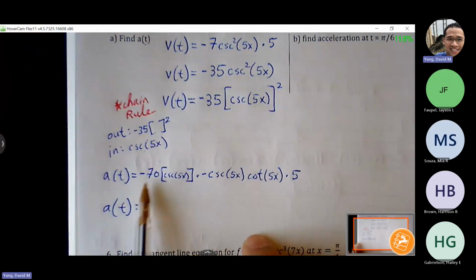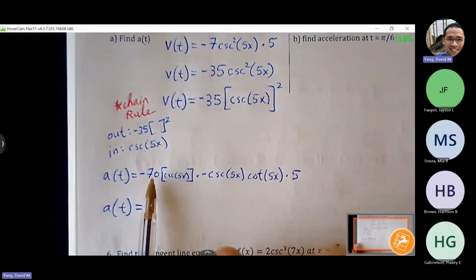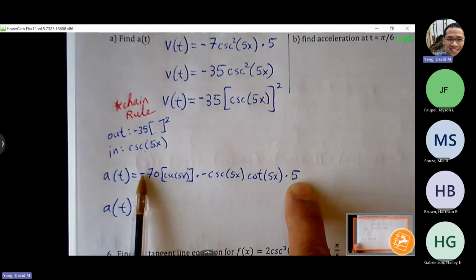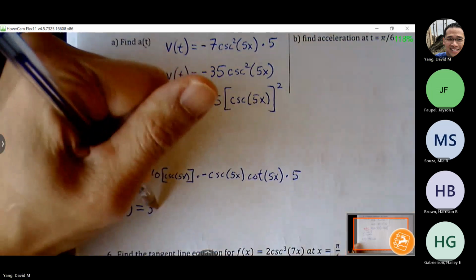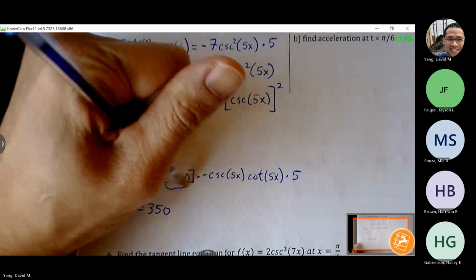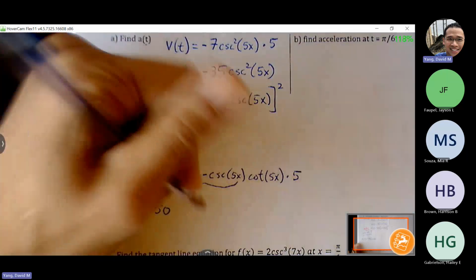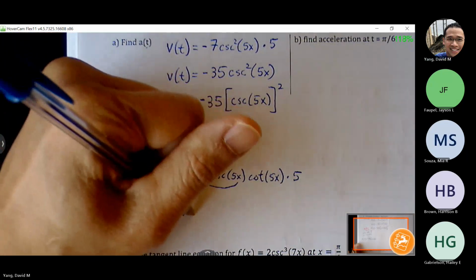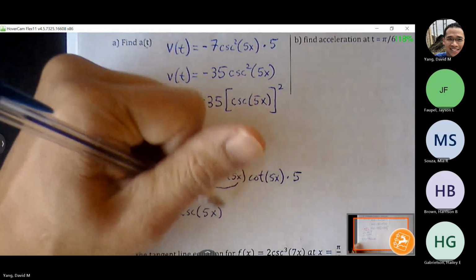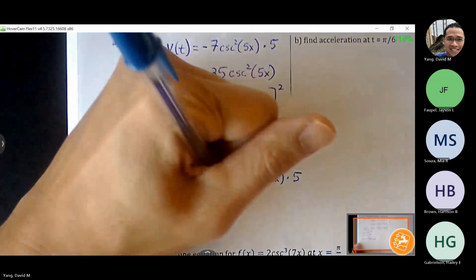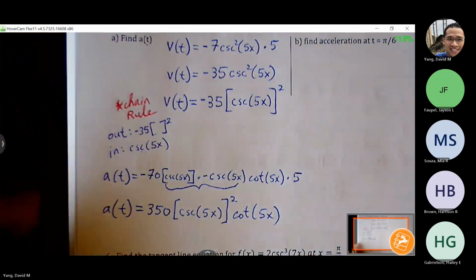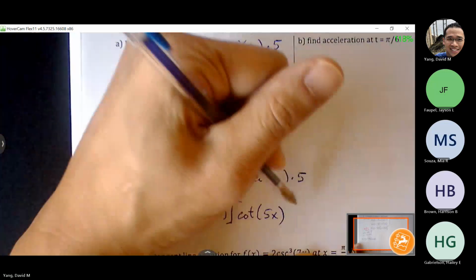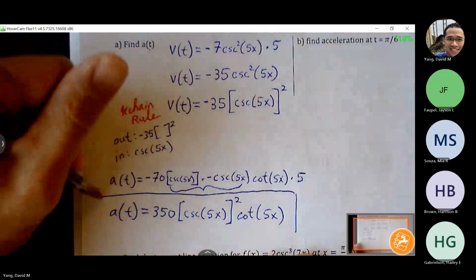Okay, let me do some cleanup here. I'll pull everything non-trig related in front. So -70, the -1, the 5. Merge all that together. I get a positive 350 in front. Going to merge these cosecants together here. That's part A.